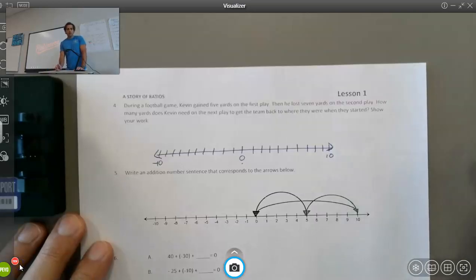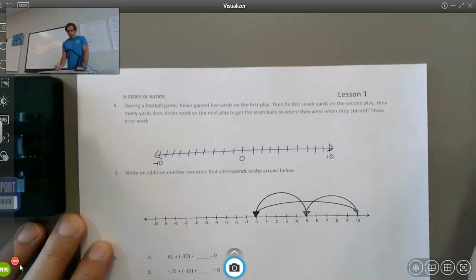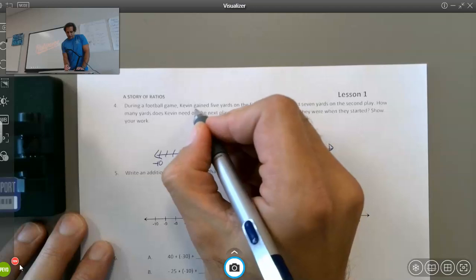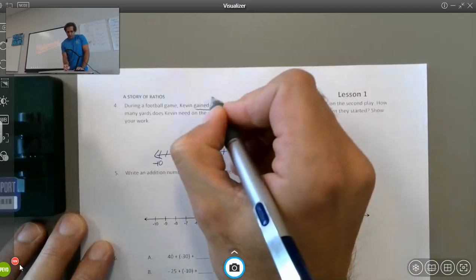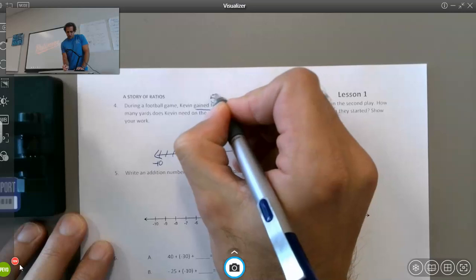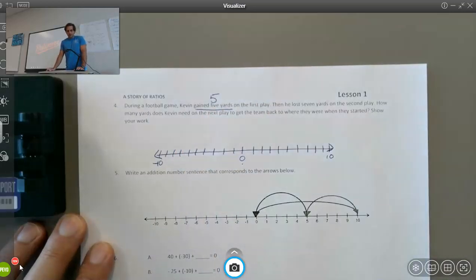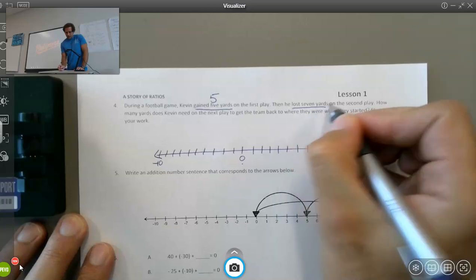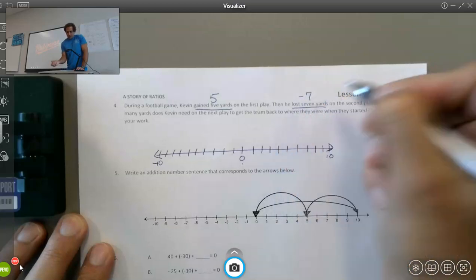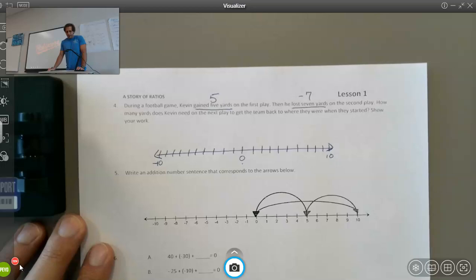All right, let's take a look at question number 4. During a football game, Kevin gained 5 yards on his first play. I'm going to pause and just underline that. He gained 5 yards, and as we reflected at the beginning, that could be represented by an integer of positive 5. Then he lost 7 yards on the second play. Again, I'm going to underline lost 7 yards. That would be a negative 7. That's how I'd represent that. How many yards does Kevin need on the next play to get the team back to where they were when they started? Show your work.